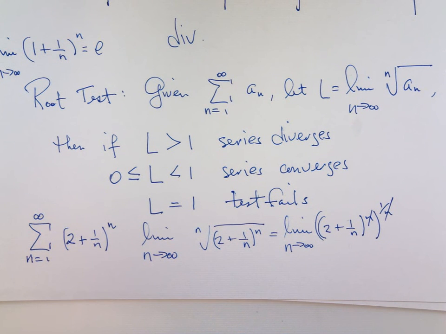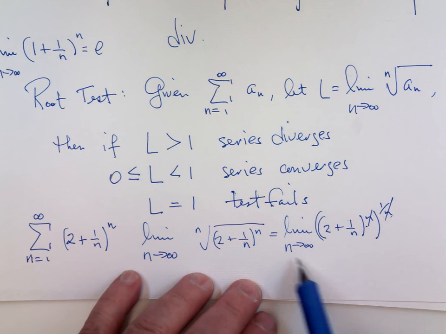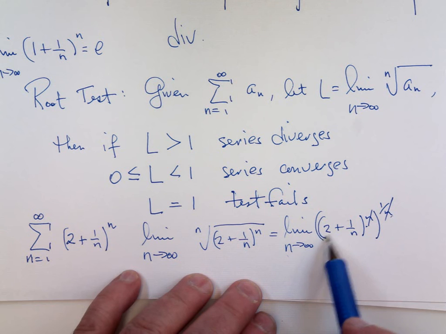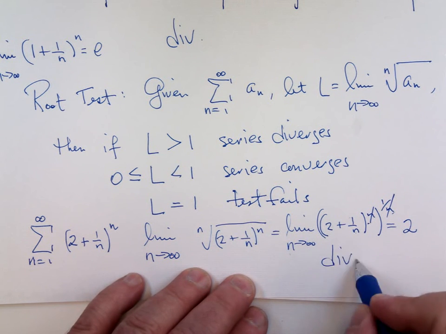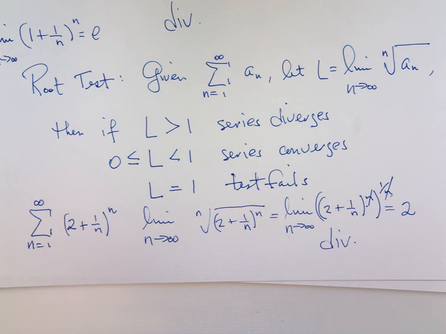Now, as n goes to infinity, what happens to 2 plus 1 over n? Where does that go as n goes to infinity? 2. Thank you, Jim. That's equal to 2, because the 1 over n is going to go to 0. That's equal to 2. That's greater than 1. Therefore, the series diverges. Okay? You almost never use a root test.